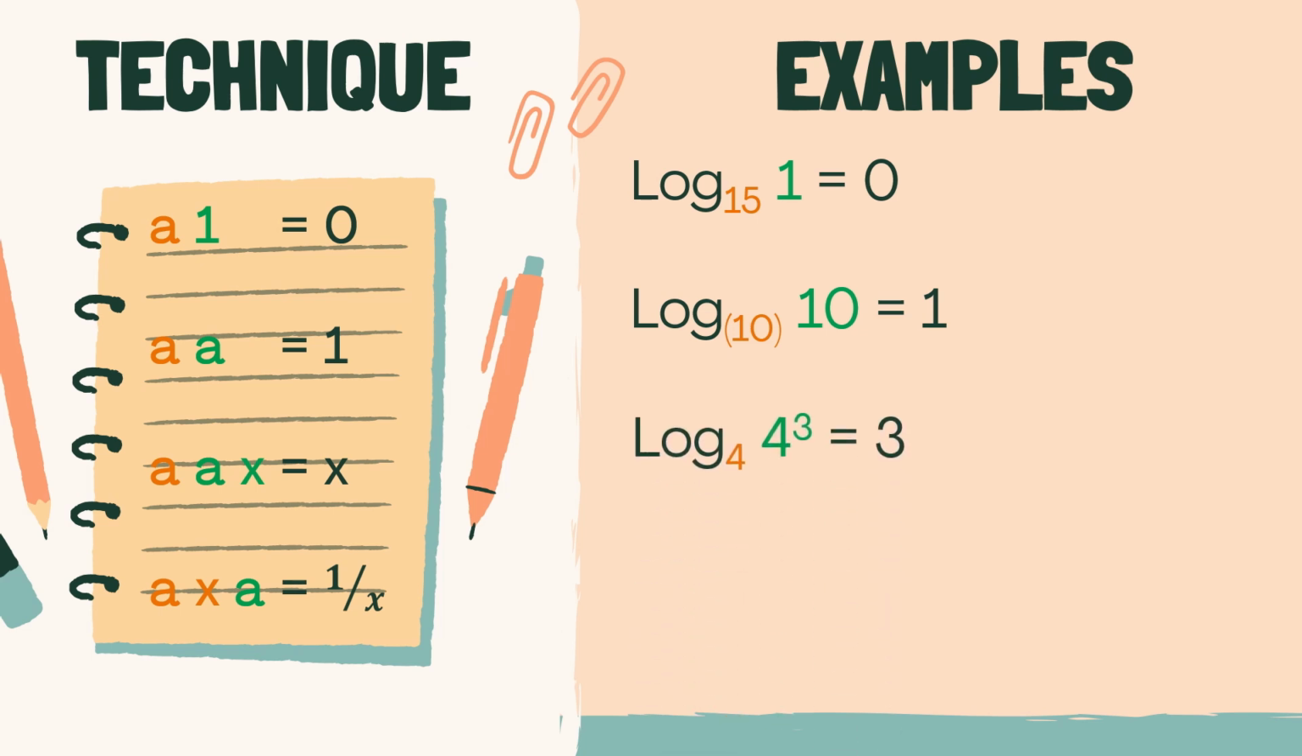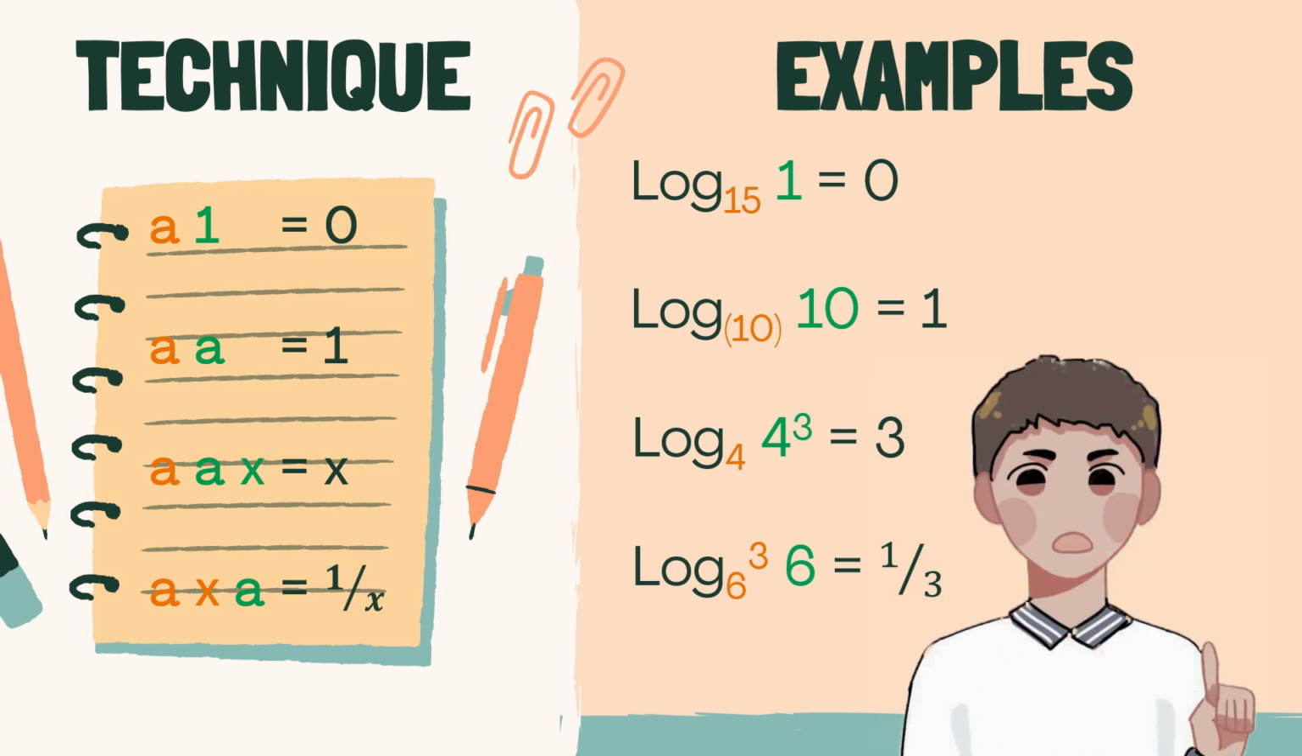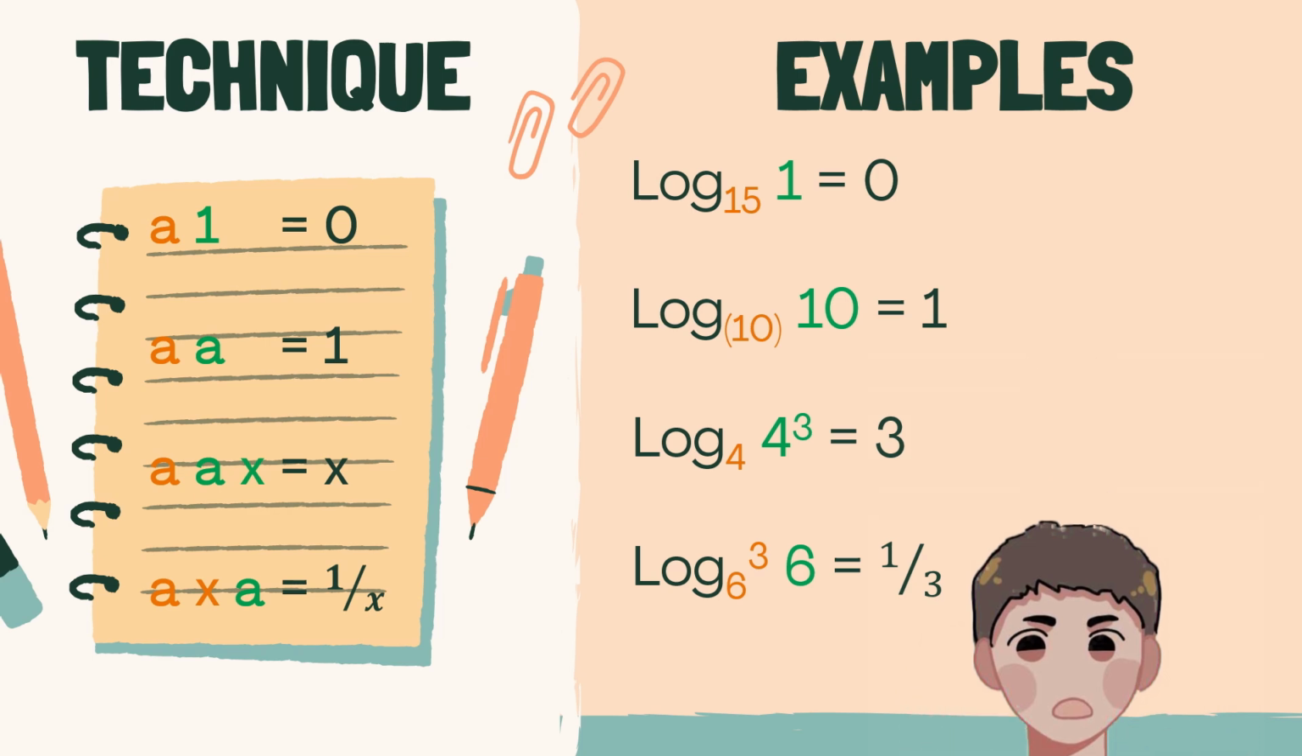Log base 4 of 4 to the power of 3 equals 3. Follows the AAX equals X technique. Log base 6 to the power of 3 of 6 equals 1/3. Follows the AXA technique. As you can see, using the technique serves as a guide when it comes to applying these principles in expanding, simplifying, and evaluating logarithmic functions.